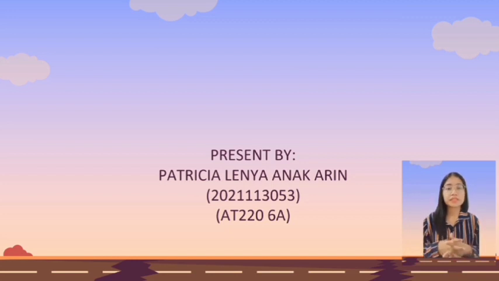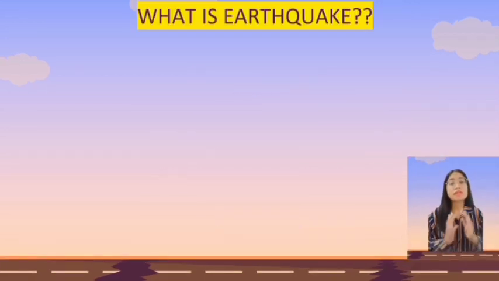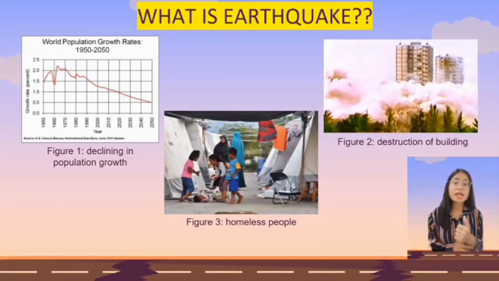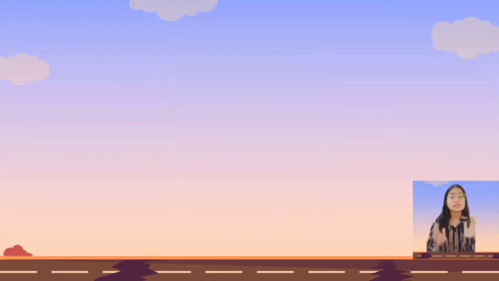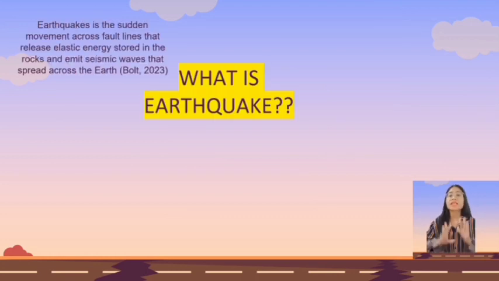In this video presentation, I will begin with the introduction to the earthquake and briefly explain the three types of earthquake. Earthquakes are one of the natural disasters that could give big impact to the population size, destruction of the building, and increase the homeless people. So earthquake can be described as a sudden movement across fault lines that release elastic energy stored in the rocks and emit seismic waves that spread across the earth.